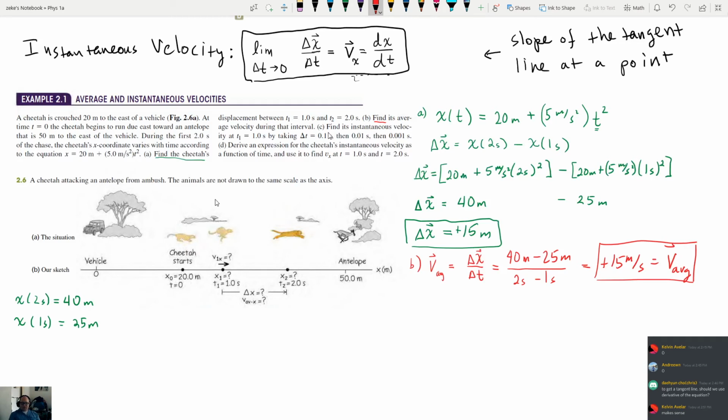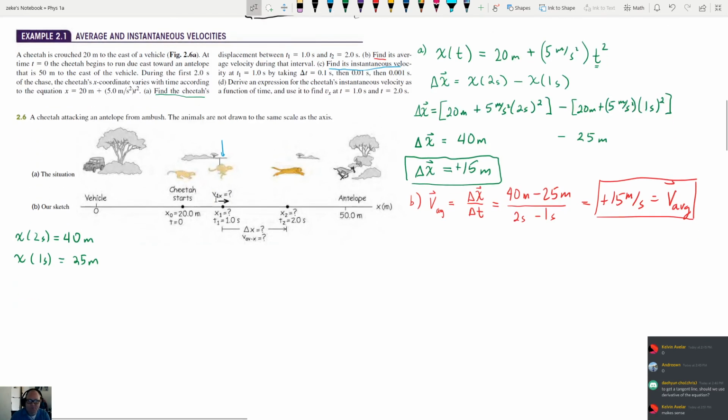The next thing we want to do for part C, and this is the part where it gets to be a bit of a calculation, is to find its instantaneous velocity at t1 equal to 1 second. So we want to find the instantaneous velocity by taking delta t equal to 0.1 seconds, and then 0.01 seconds, and then 0.001 seconds. I'm going to scroll down a little bit to make some room, because this part is going to have a lot of calculations. So there are 3 things to calculate here.